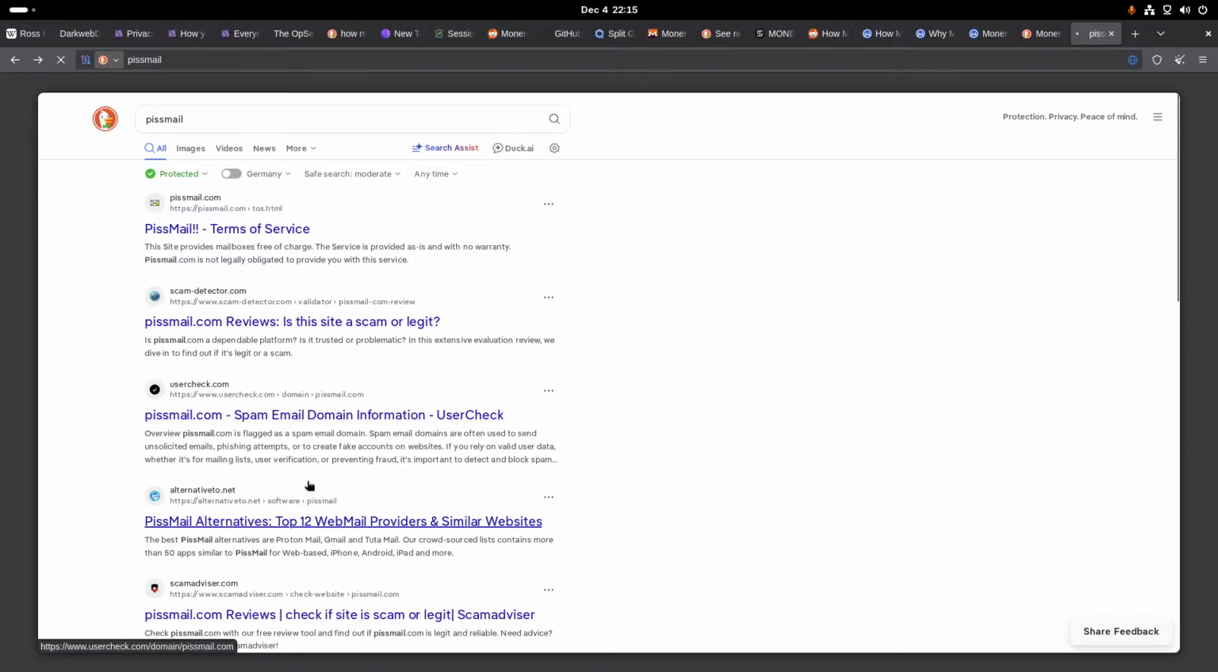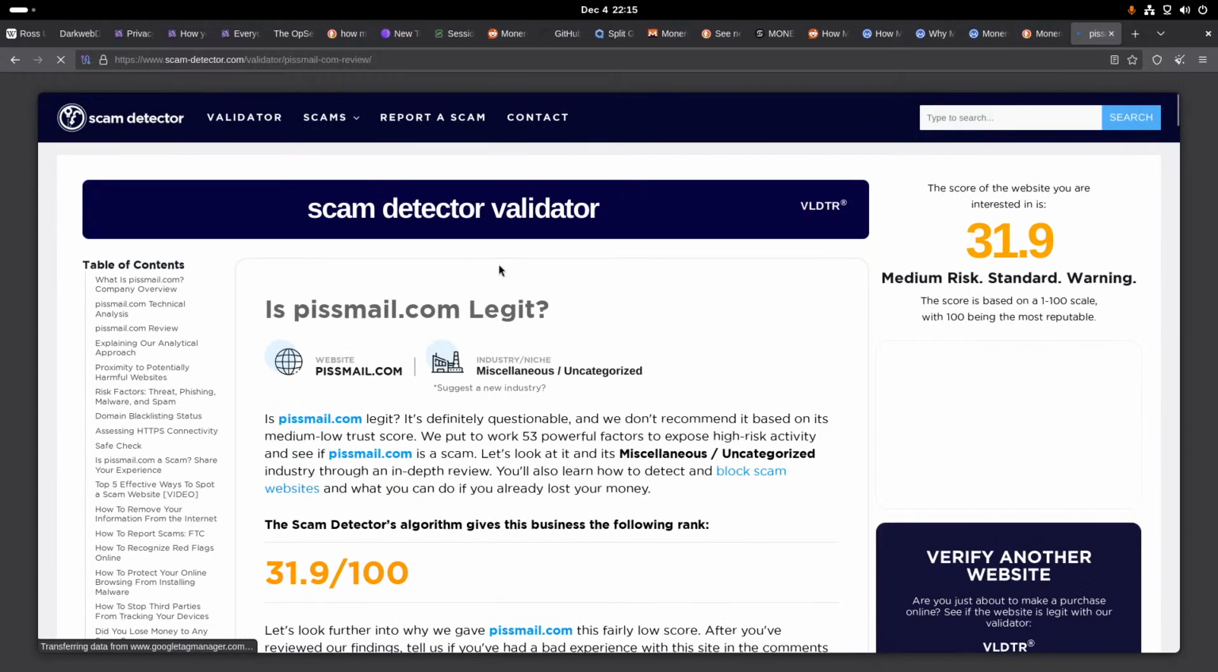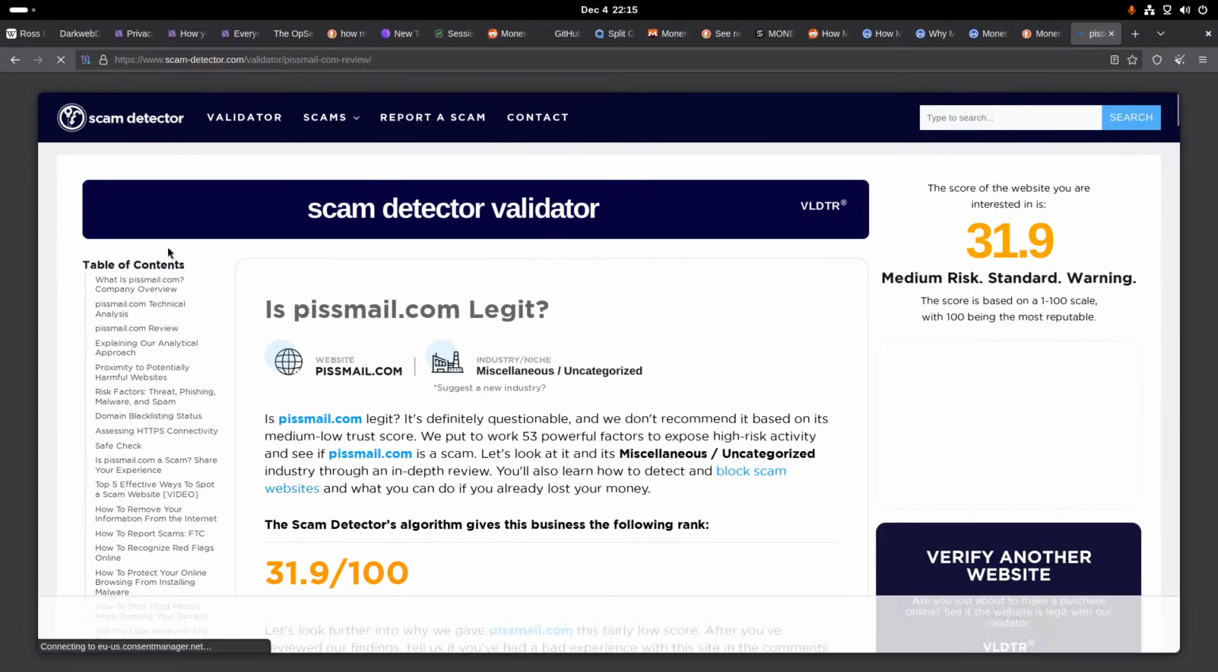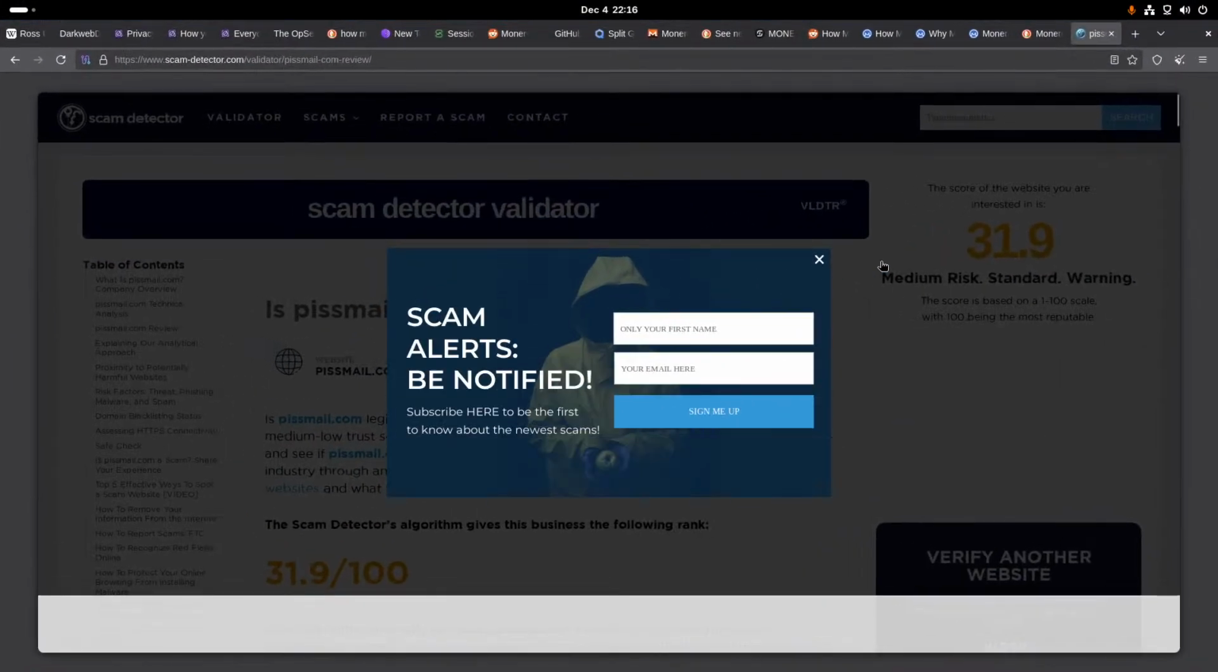Scam detector. Let's see what they think. Guys, this is a legit site. Scam detector. This has got to be fucking fake. There's no way this person sat through here and actually thought about... There's no way this is real, guys. It can't be. Scam alert, be notified. God, you know it's real when there's a hidden person in the background.